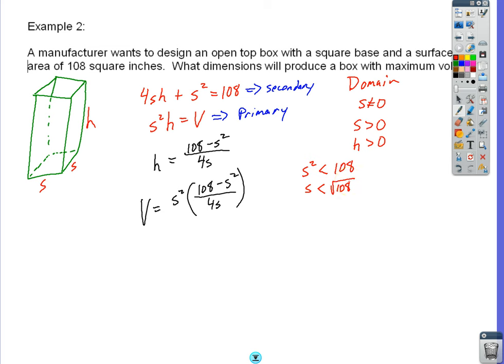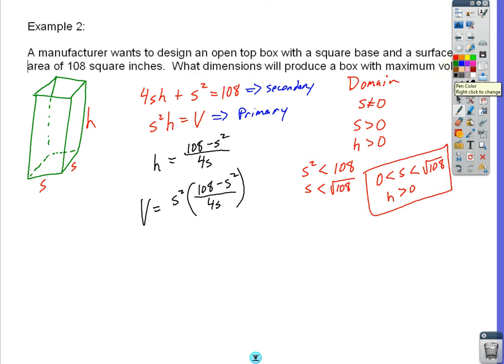So what does that mean for my domain? That means that my domain is S between 0 and the square root of 108. And again, the reason is I can't equal the square root of 108, because then my volume is 0, and I don't want a volume of 0. So then I say here, my H has got to be greater than 0. There's my final domain. Again, domain is not simply looking at things. You have to think about it in terms of the real world.